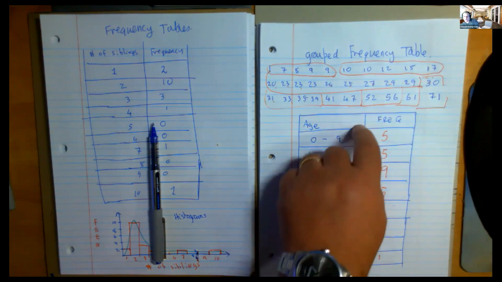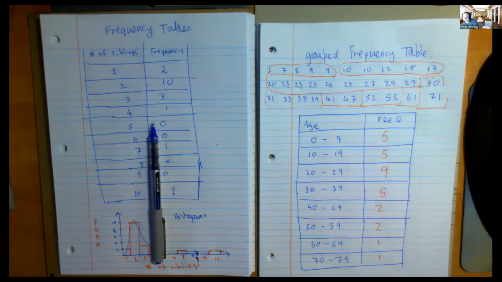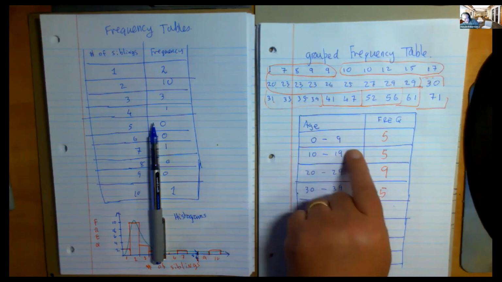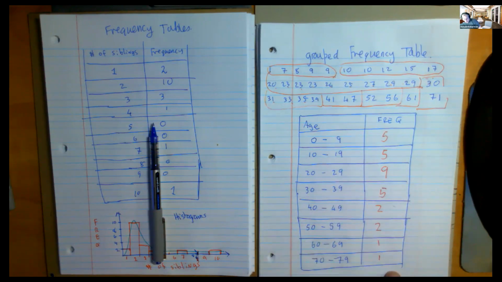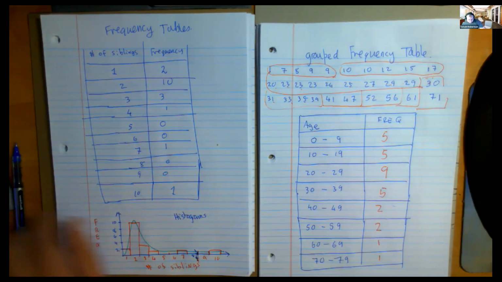Are you comfortable about the way in which this was created? You have some groups, and then anybody in that group, you add them up, and you now make this kind of diagram. It's called a grouped frequency table.